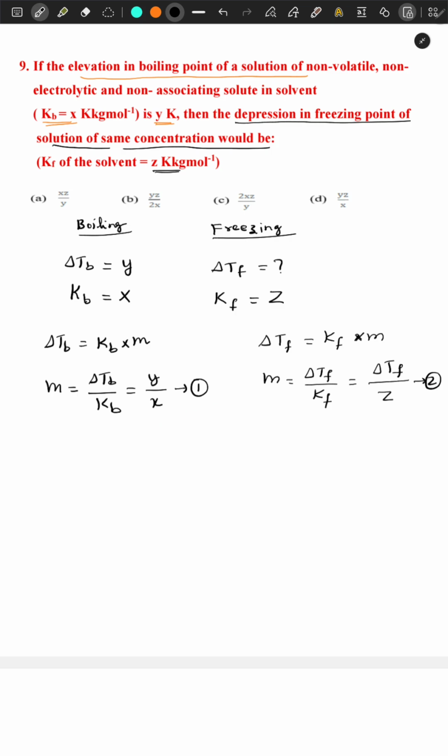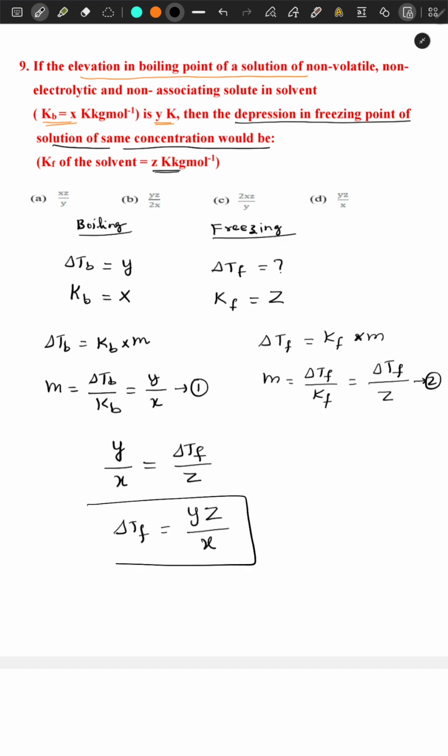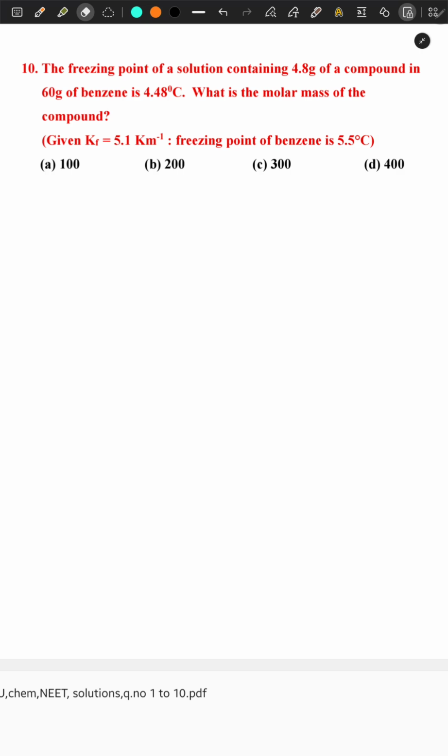Now you compare equation 1 and 2. Since LHS are equal, you can equate RHS, that is Y by X will be equal to delta TF by Z. Now they are asking delta TF. So you cross multiply, that is Y into Z divided by X. So depression in freezing point will be YZ divided by X. So YZ divided by X means it is option number 4. So question number 9, fourth option is correct.